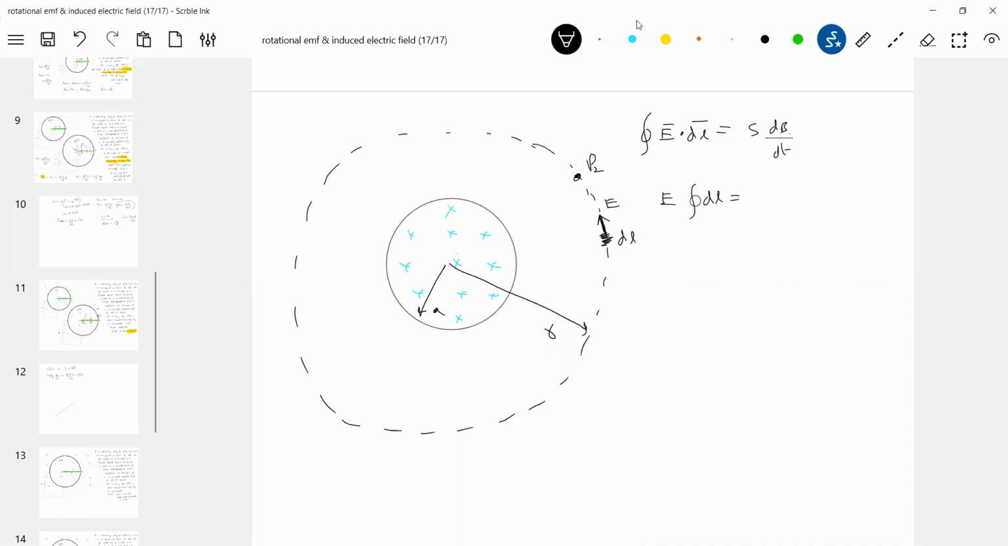What should S be? Earlier I wrote pi r square. No, here you have to write S as pi a square. Then dB by dt is B naught. So this will be 2 pi r E equals pi a square B naught, so E is B naught a square by 2r. Now you see that. What is S in Faraday's law? S is the effective area. It all depends upon the situation.